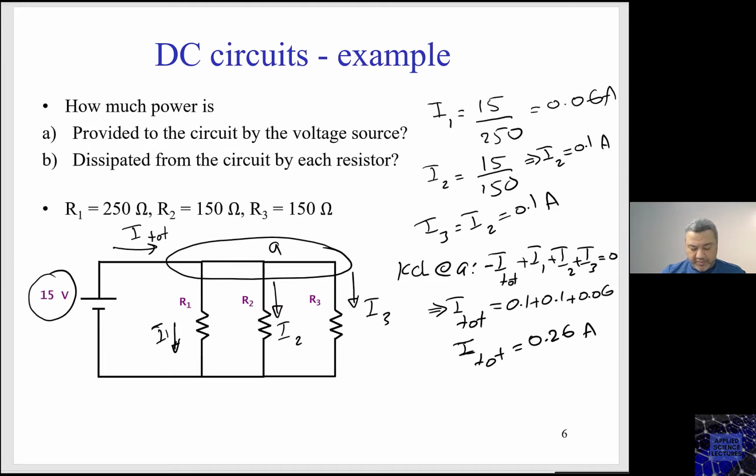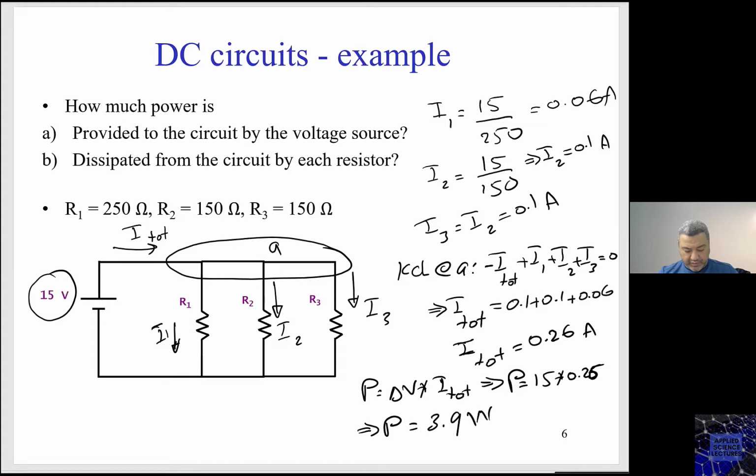Then the total power provided by the battery is delta V times I tot. And in this case, P is 15 times 0.26, and the power is 3.9 watts. So this is the power supplied by the voltage source.